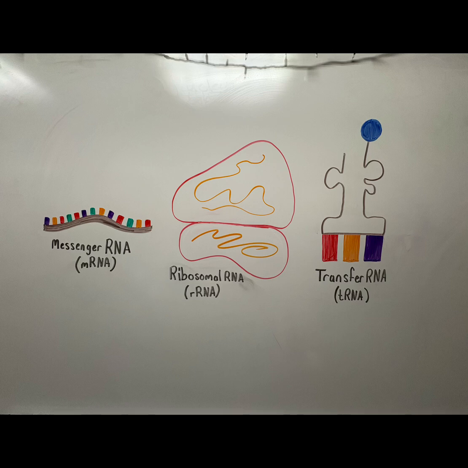Transfer RNA brings the correct amino acids to the ribosome. Each tRNA has an anticodon that matches with the codons of the mRNA. It acts like a delivery truck that brings the right ingredients for the recipe. Ribosomal RNA helps form the structure of the ribosome and helps with reading the mRNA. It's kind of like the kitchen counter where all the protein making happens. Together, these 3 types of RNA work like a team to make proteins the cell needs to survive.